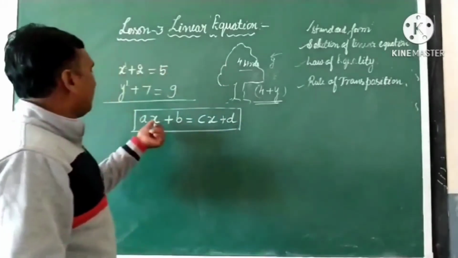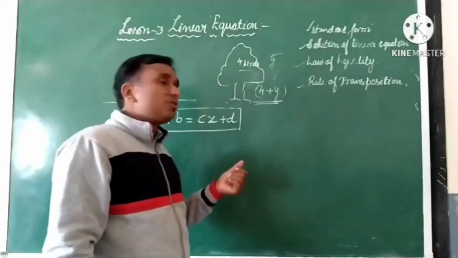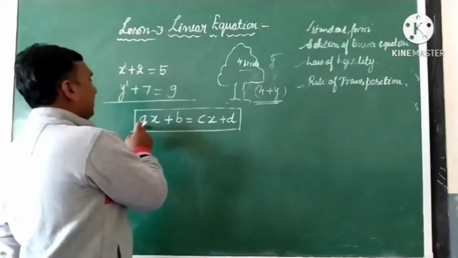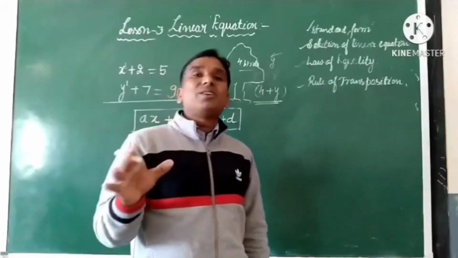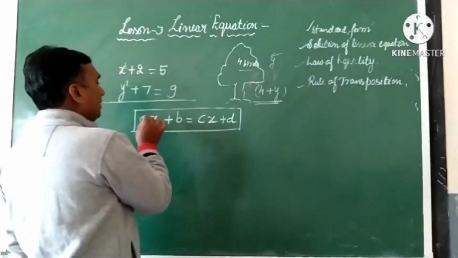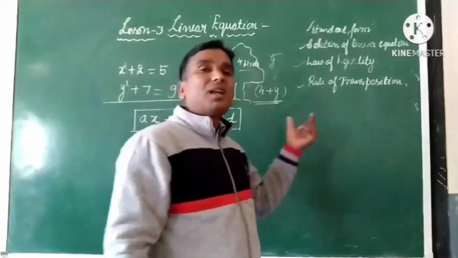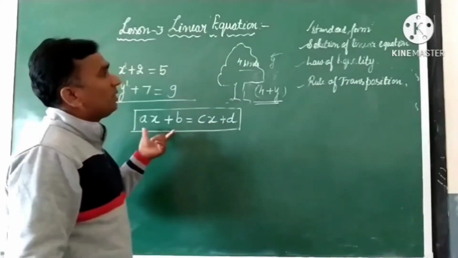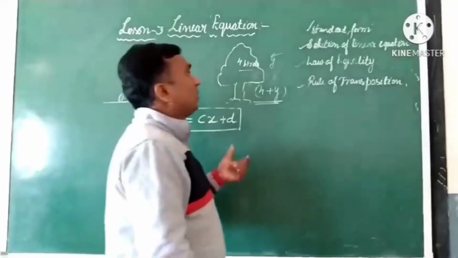In this, x is known as the variable. You already studied this in the previous chapter. A, B, C and D are constant terms. So x is the variable and A, B, C and D are constants. And this type of equation is known as a linear equation. This is the standard form.